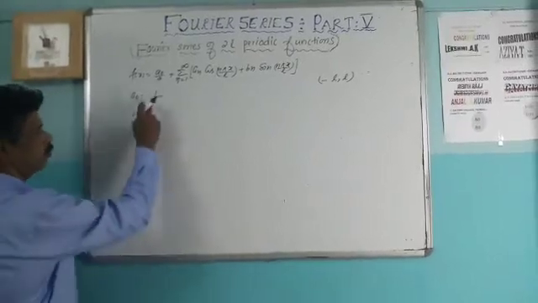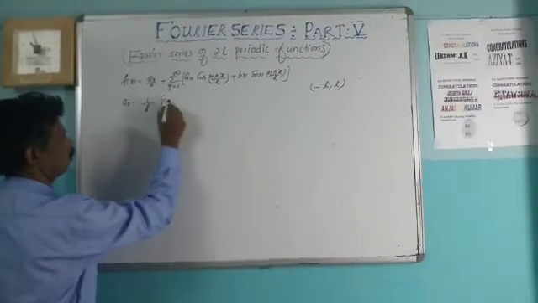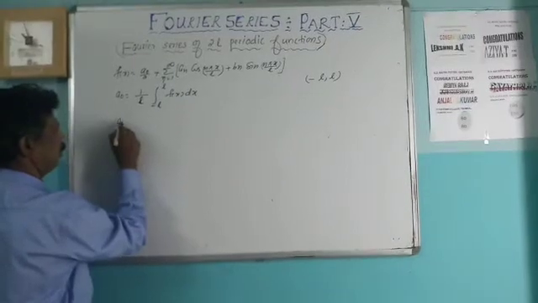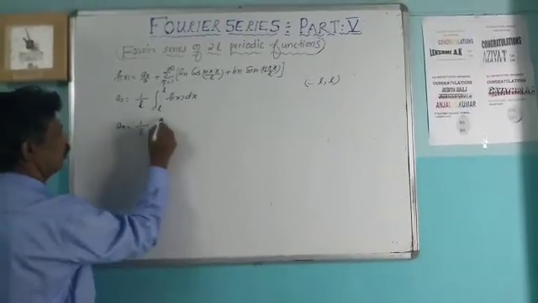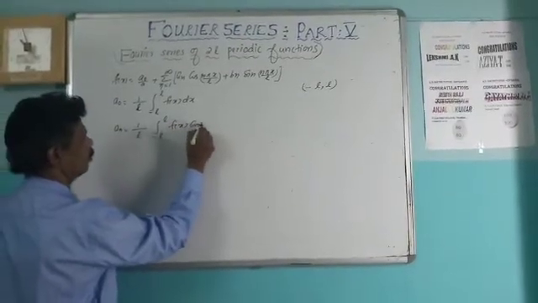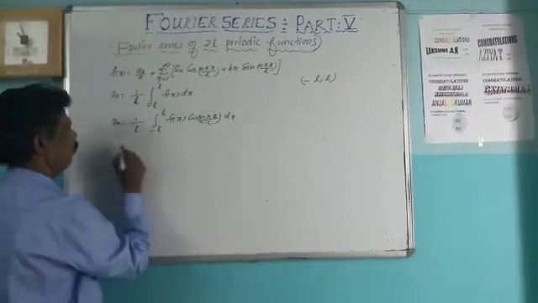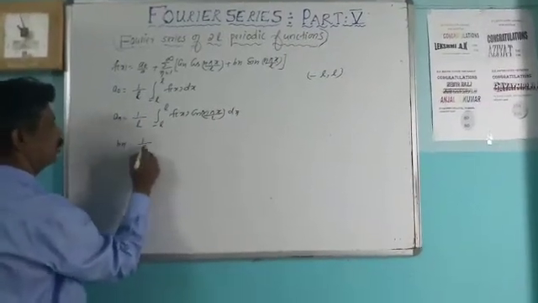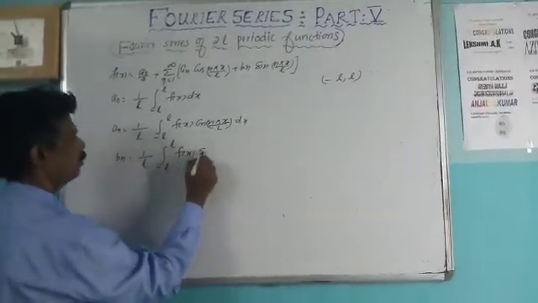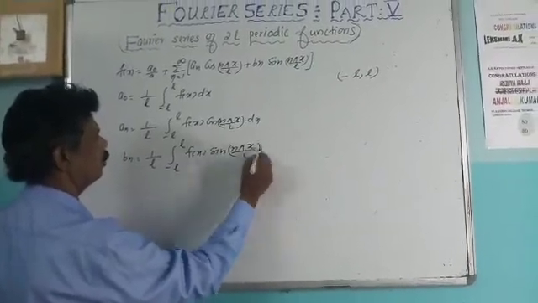Therefore a0 equal to 1 by L, integral minus L to plus L, f of x dx. Then an is equal to 1 by L, integral minus L to plus L, f of x cos n pi x by L dx. Okay. And bn equal to 1 by L, integral minus L to plus L, f of x sin n pi x divided by L dx.